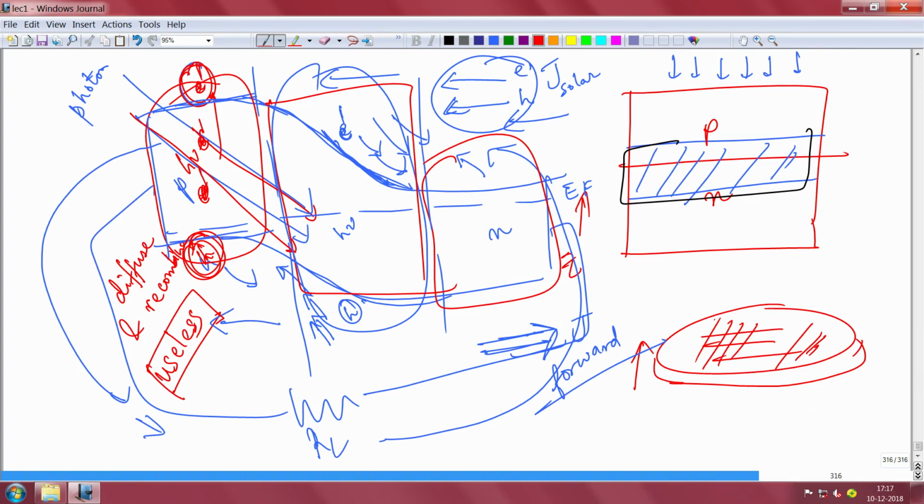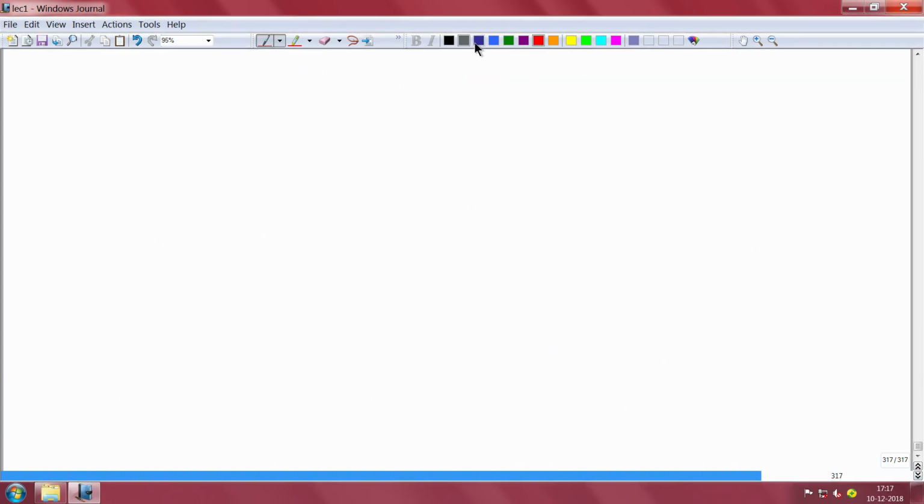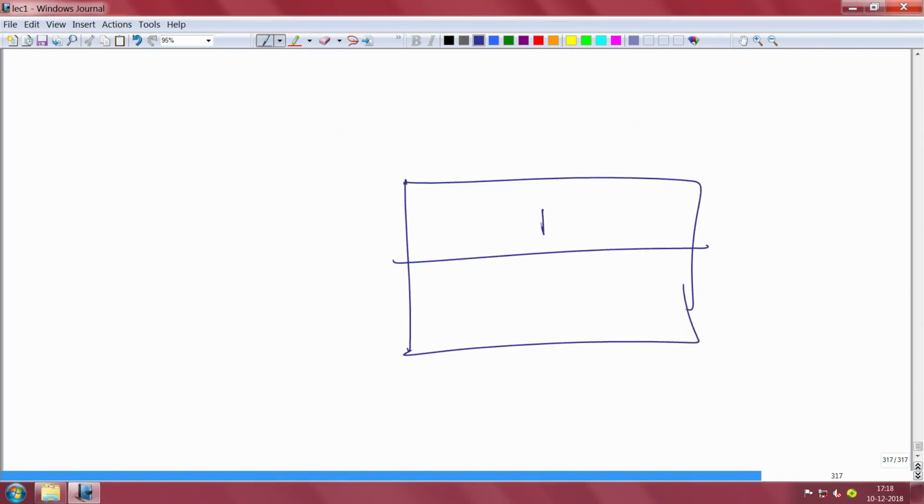Okay, so now if you come back to the structure, I will come back to the structure now. This is your P, this is your N, there is a depletion region here.